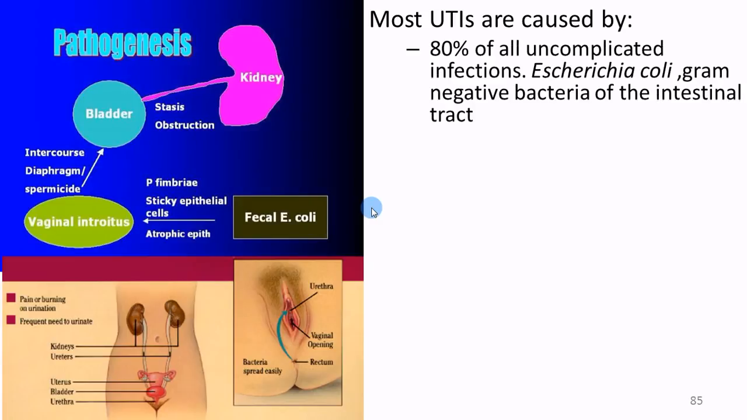So most UTIs are actually caused by E. coli, and it's especially E. coli that comes from the fecal route.